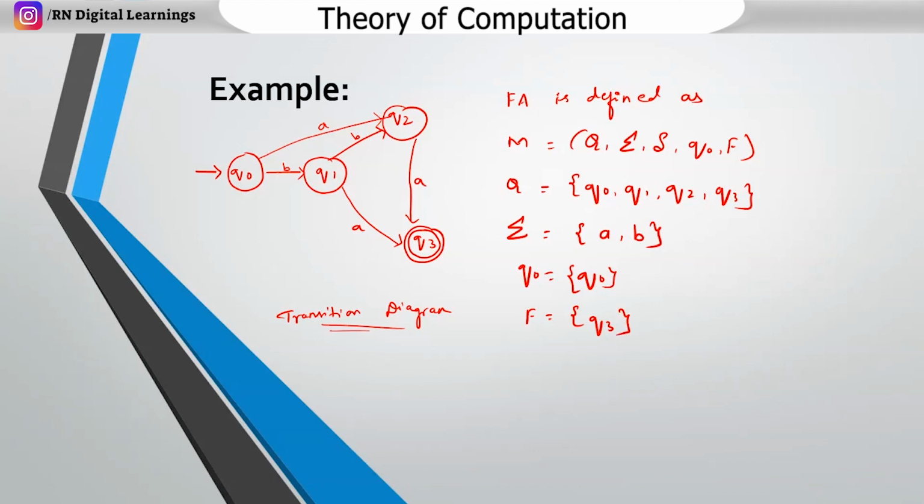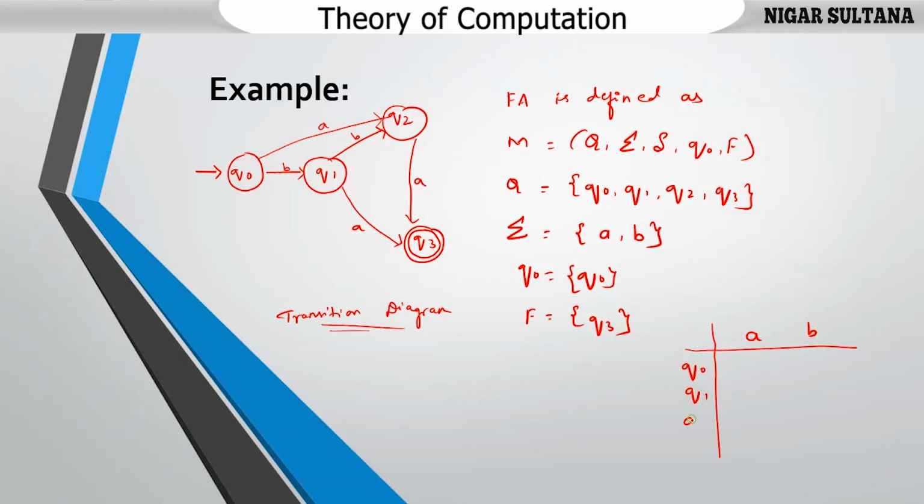Now, let's see how to draw a transition table. I have told you the rows indicate the states and the columns indicate the input symbols. So, A as well as B are my input symbols, and Q0, Q1, Q2 and Q3 are my states. This is my starting state, indicated with an arrow mark, and Q3 is my final state, indicated with a star mark. Now check: from Q0, the A input is moving toward which state? Q2. So write Q2.